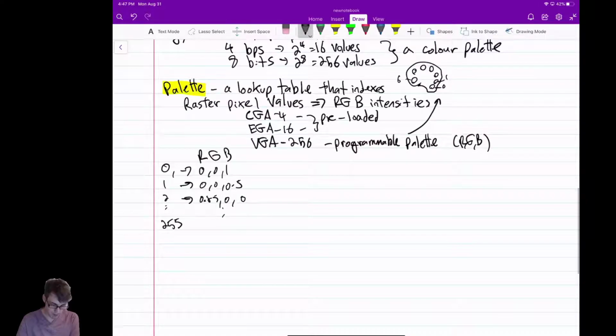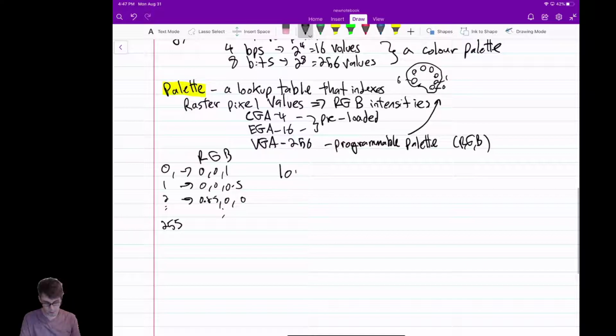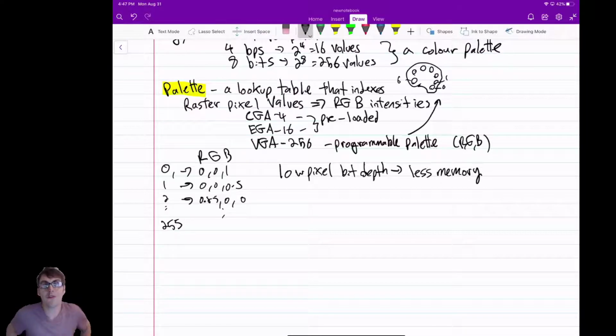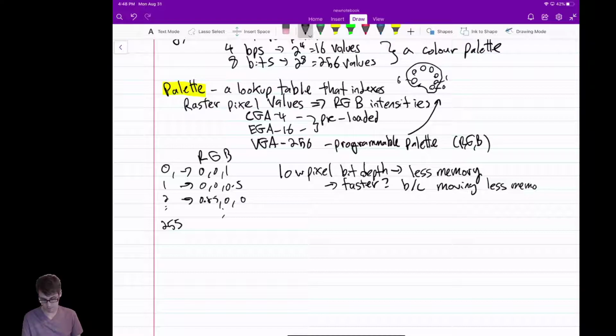So the nice thing about these palettes was you had low pixel bit depth. So each pixel didn't take much memory. So you have low pixel bit depth, less memory. You might think, who cares about memory? Memory's free. Well, it's not if you're on an embedded system. It's also faster. Why? Because you're moving less memory around. Okay? So lower pixel bit depth, it's great, it's faster, but as you've seen with our palette idea, it's less flexible.